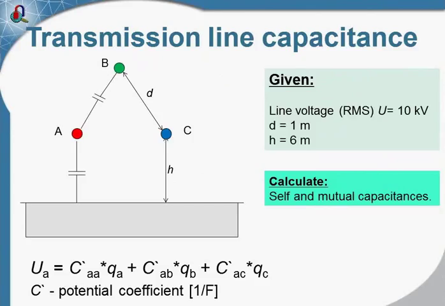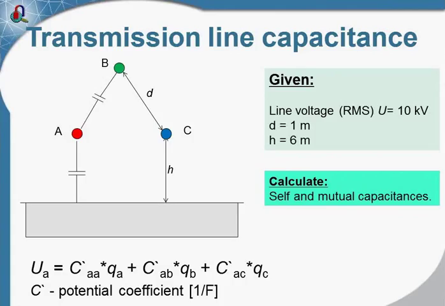This is the real transmission line, and here is the basic scheme of the three-phase transmission line. There are three-phase conductors placed above the earth. We know the distances between conductors and the distance between each conductor and the earth, and our task is to calculate the capacitance.